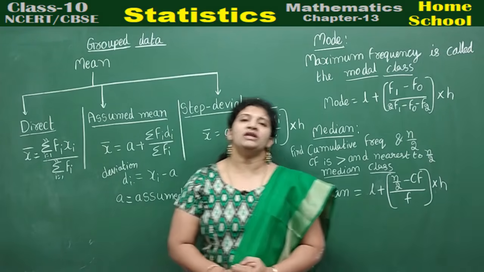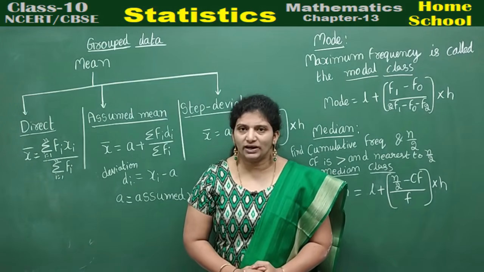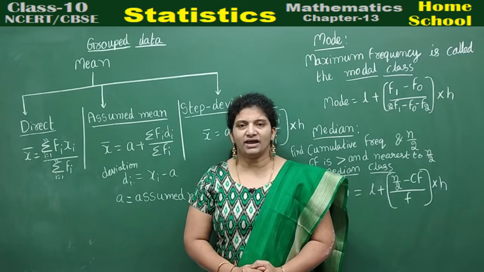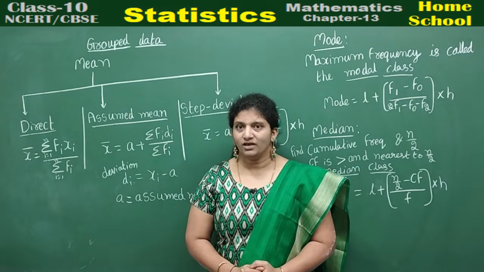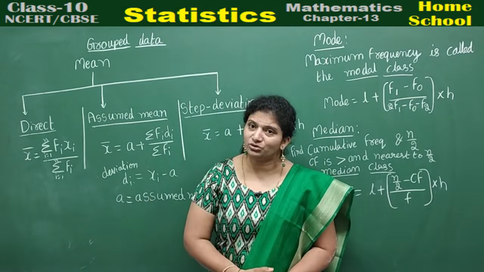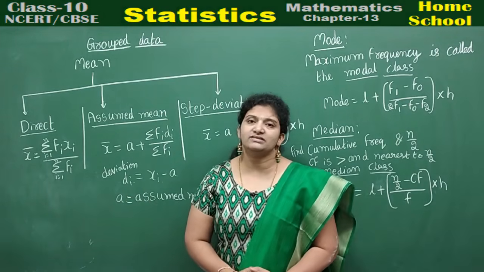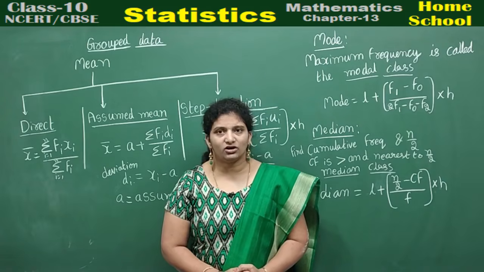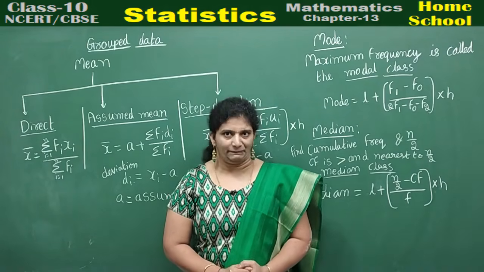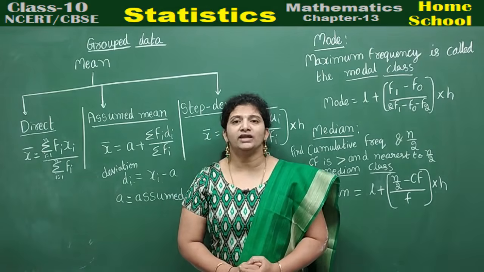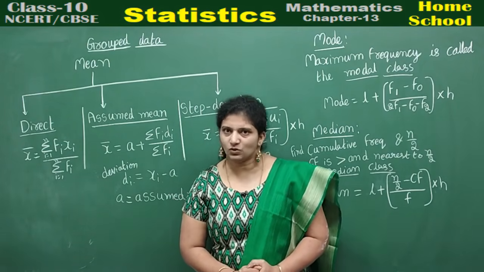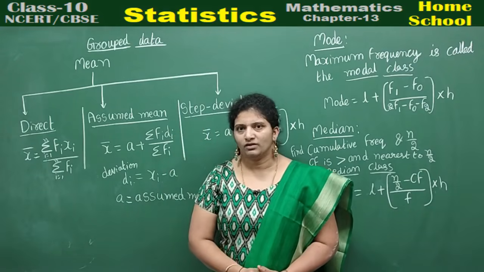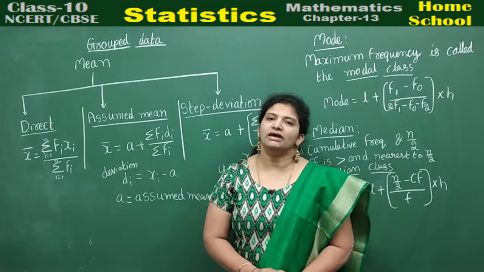Coming to the assumed mean method, x bar is equal to a plus summation fi di by summation fi. Here a indicates the assumed mean and d indicates the deviation. How to calculate d? di is equal to xi minus a. From every score, we need to subtract the assumed mean. Where do we get the assumed value? In the scores.